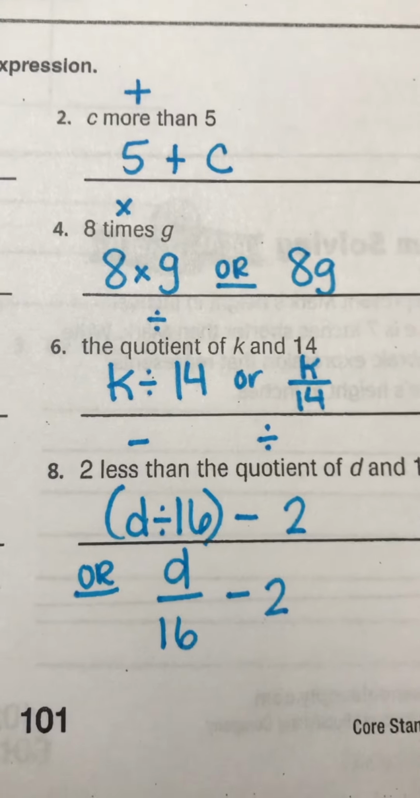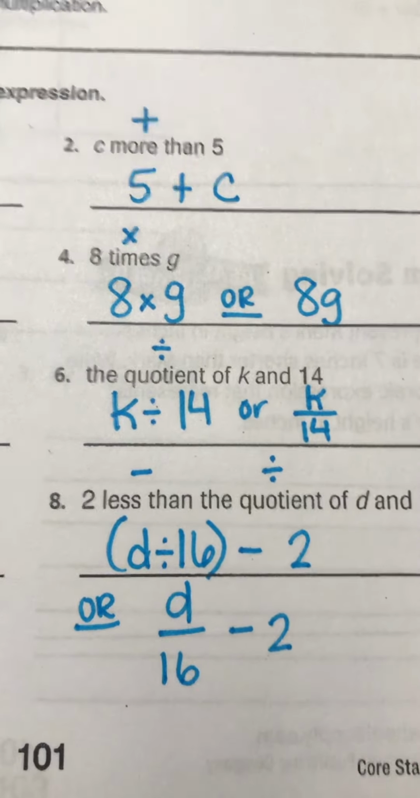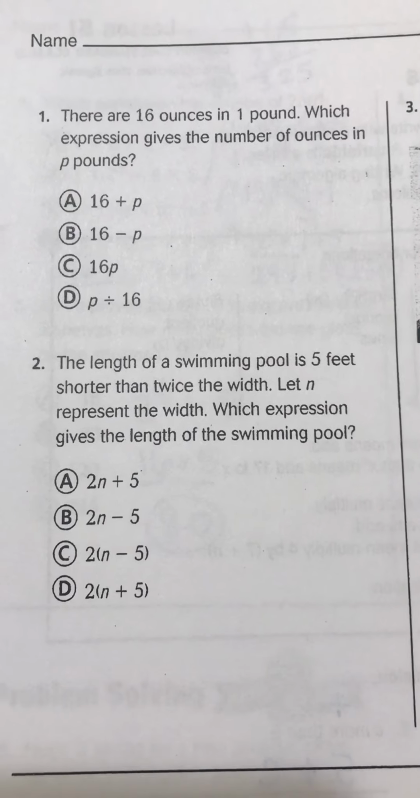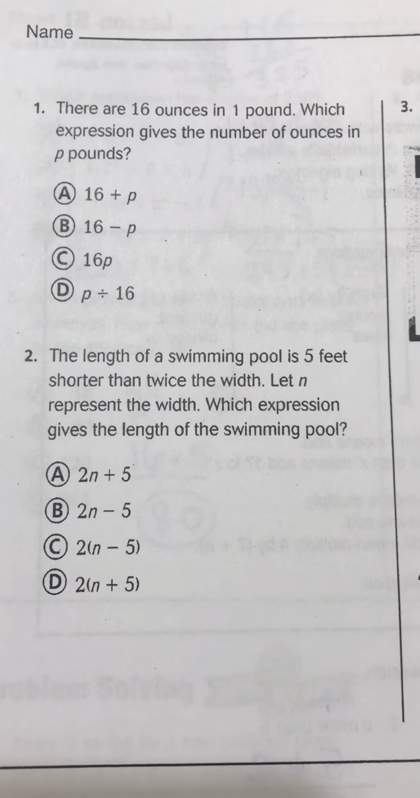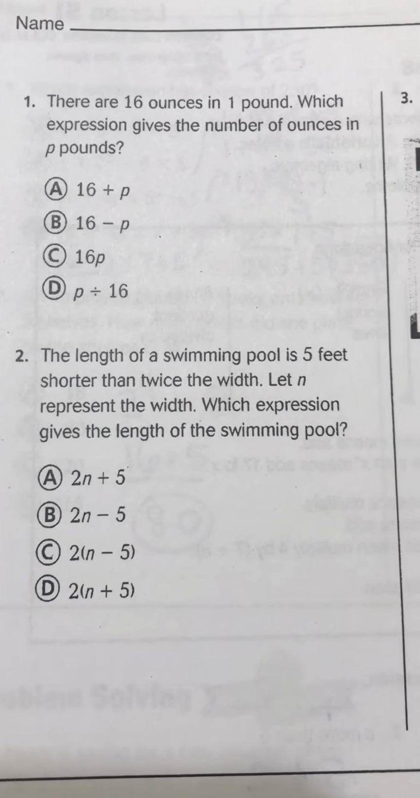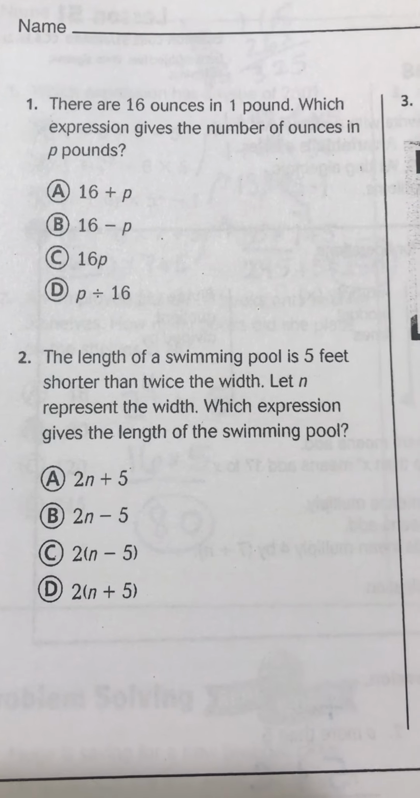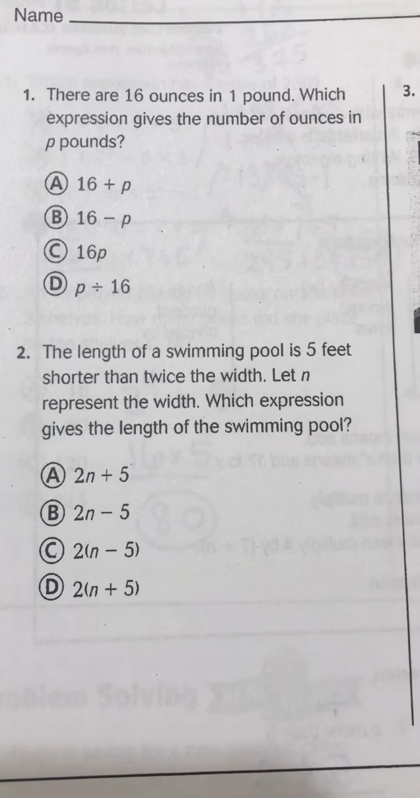Let's go ahead and go to the back of the page. Try one together, then you can try the rest on your own. Okay, we are on the back of the page. There are 16 ounces in 1 pound. Sorry about that. Which expression gives the number of ounces in p pounds? So they're saying that we're using p for our pounds.